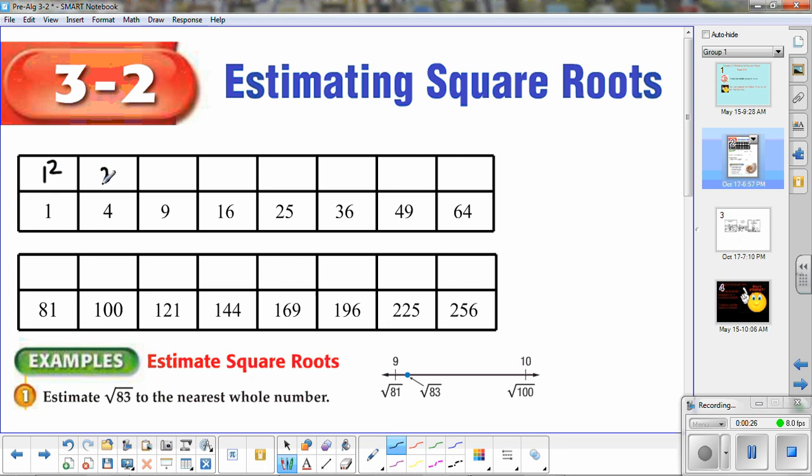is 1, 2 squared is 4, 3 squared is 9, 4 squared is 16, 5 squared is 25, 6 squared is 36, 7 squared is 49, 8 squared is 64, 9 squared is 81, 10 squared is 100, 11 squared is 121, 12 squared is 144, 13 squared is 169, and then 196 is 14 squared.